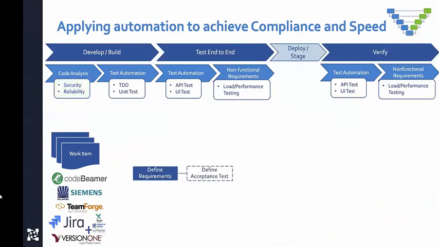Now, once we've developed the code, we now need to test it. Hopefully, when you are defining your requirements and your work items in your requirements management system, in addition to the requirements, you are hopefully defining acceptance tests. This is not always the case. This is why there is a little dotted line around it.